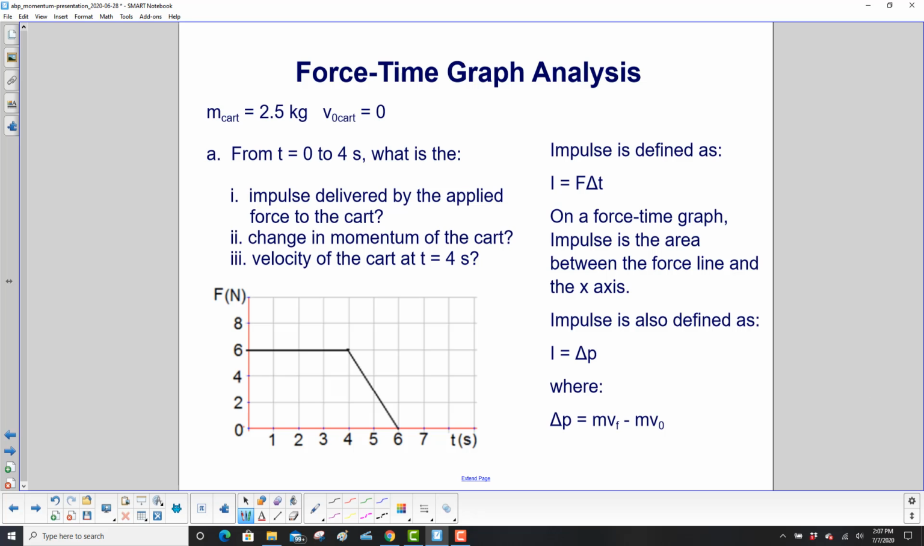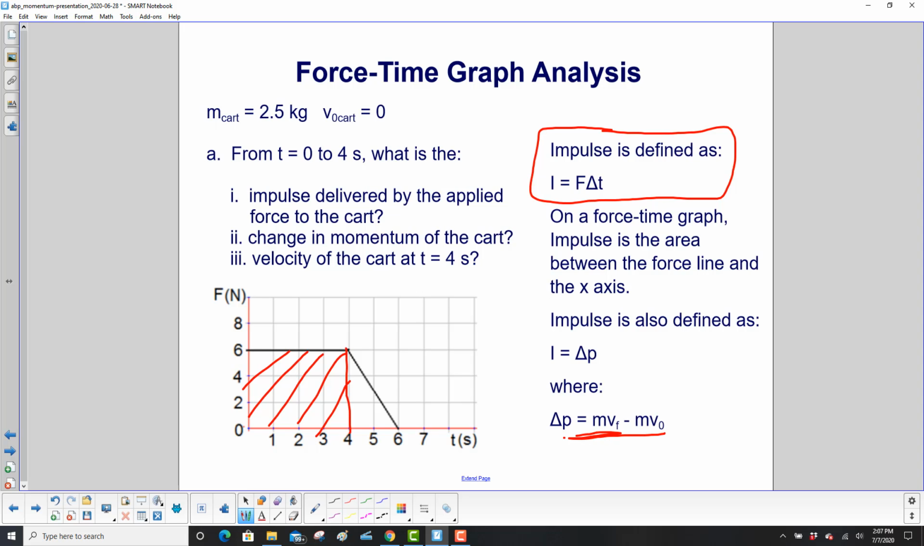Here's the key point we need to know. Impulse is what? It's F delta t. Okay, force times the time that it's exerted over. On a force time graph, impulse will be the area between the force line and the x-axis. So if we want to go from 0 to 4, that area there is the impulse. Impulse is also defined as the change in momentum, where the change in momentum is mvf minus mv0.